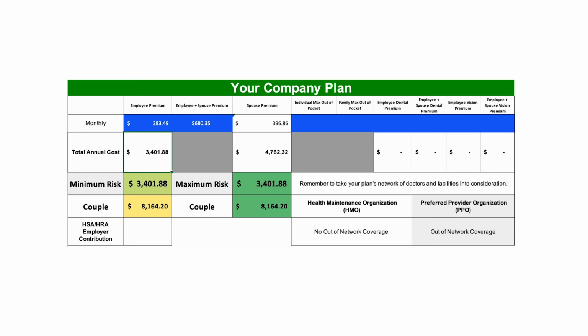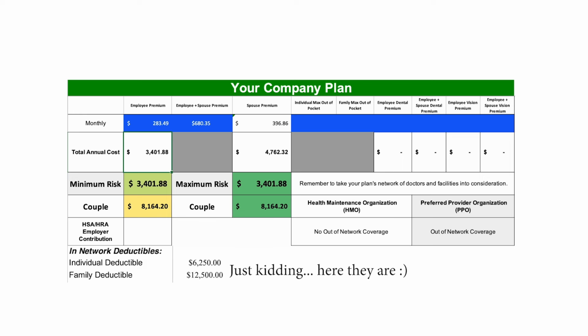This plan has a deductible, which isn't going to be shown here, but it is the dollar amount that you need to pay first before insurance starts helping at all. It is a higher deductible plan with a $6,250 individual deductible and a $12,500 family deductible. Higher deductibles typically mean lower monthly premiums.